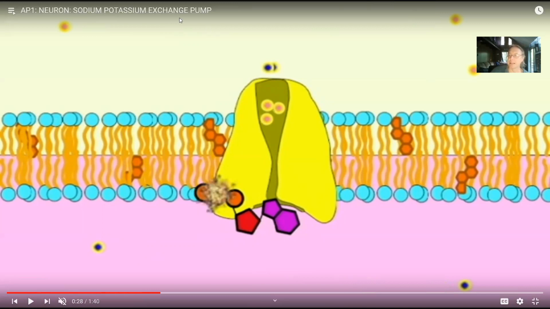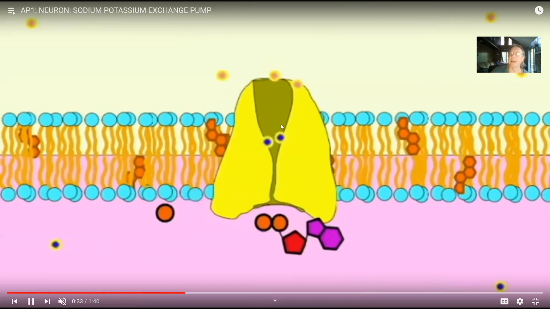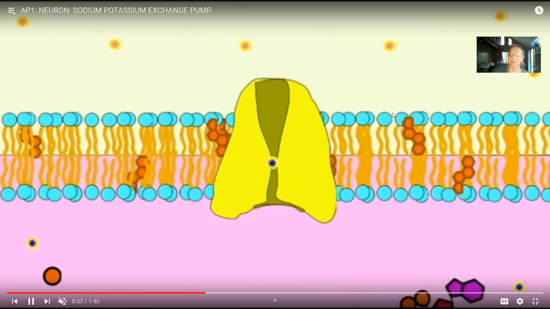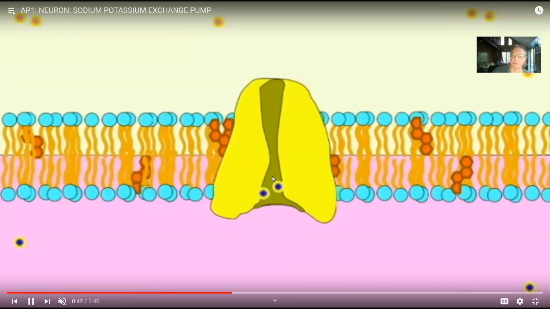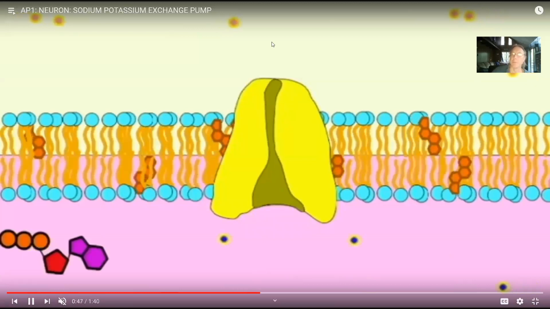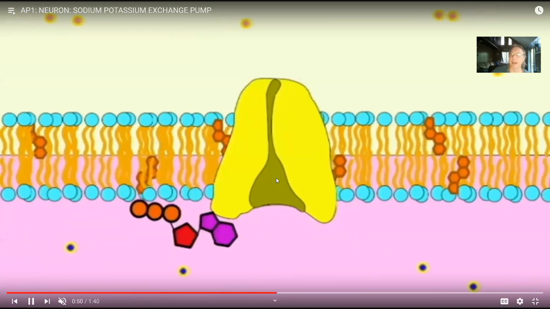Now, sodiums are positively charged, and 3 of them are leaving the cell. But at the same time, then, 2 potassiums, which are outside the cell, will be pumped in. Potassium, likewise, is moving against its concentration gradient. There's a lot of potassium inside the cell, not much outside the cell. So left to diffusion, potassium would prefer to go from inside of the cell to out, but here we are pumping this ion from the outside in.